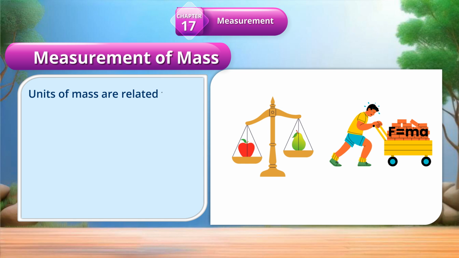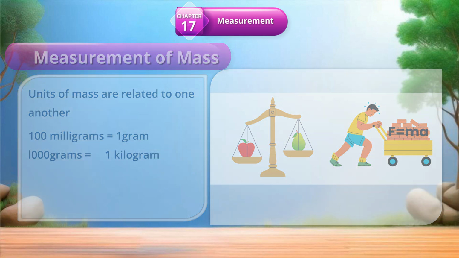Units of mass are related to one another. 1000 milligrams equal 1 gram. 1000 grams equal 1 kilogram.